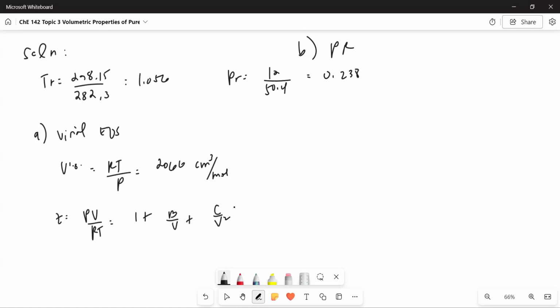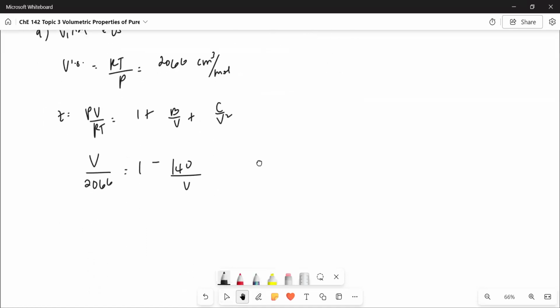So in the three-term virial equation, we can now substitute the value. So let's iterate for V. Okay, so RT over P is 2066, so I put that in the denominator. 1 plus the given value of B, which is negative 140, over V. And then for C, it's positive 7272.